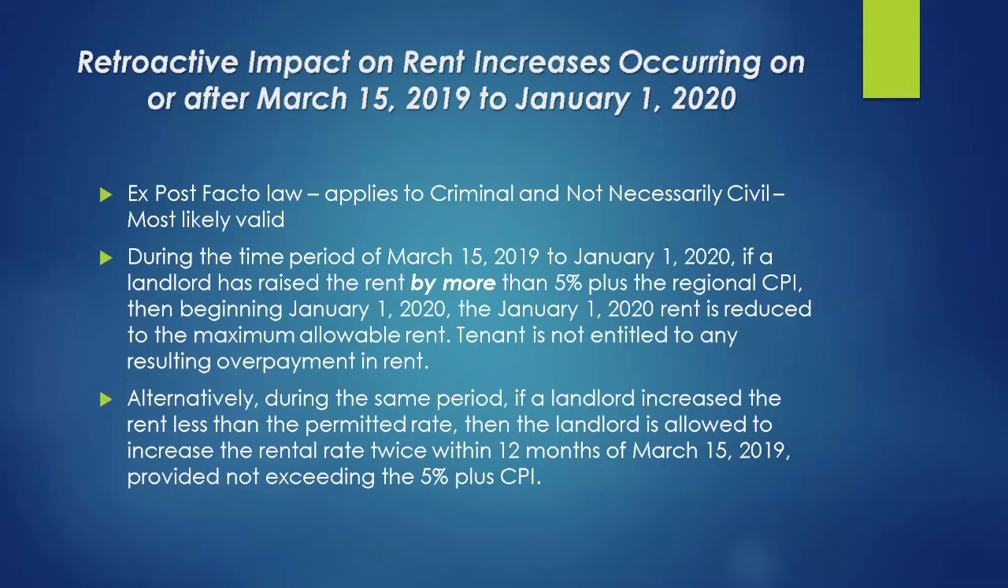So remember, the statute was passed in September of 2019, signed by the governor in October of 2019, essentially rolling back the rents that you may have increased from March 15, 2019 through January 1st, 2020. The alternative is, during the same period, if the landlord increased the rent less than the permitted rate, then the landlord is allowed to increase the rental rate twice within 12 months of March 15, 2019, providing not exceeding 5% plus CPI, and that's collectively.